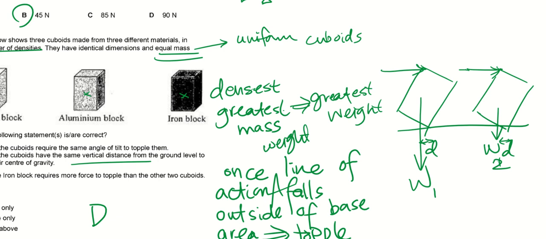Yeah, just now I forgot to say, once the line of action of weight, that is regardless of the pushing force, once the line of action of weight falls outside the base area, it will topple. But what causes the line of action of weight to fall outside? It is the pushing force.